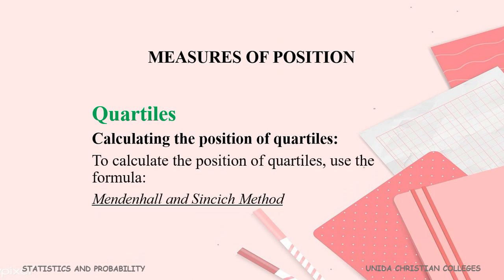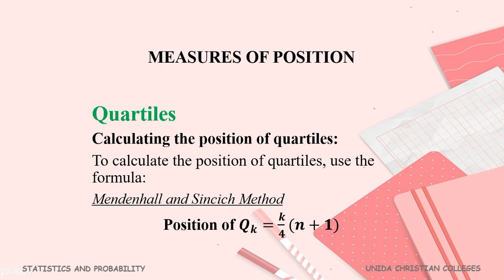So for you to be able to solve for the position of the quartile, we have this formula from the Mendenhall and Sincich method. The position of your Q sub k is equal to k divided by 4 times n plus 1, where k is the position you are solving for. Let's say you are solving for the first quartile. Then your k will be 1.